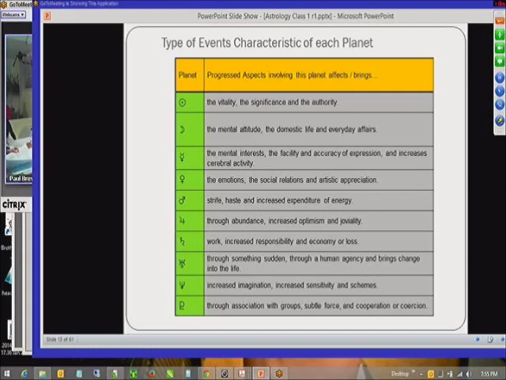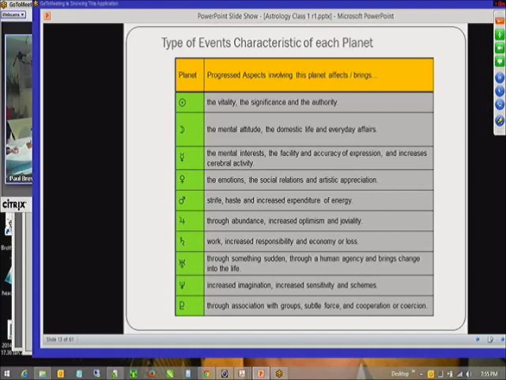Any house that Jupiter's in is going to be characterized by abundance, optimism, and joviality. Things are going to tend to go well in that house. If Saturn's in that house, then there's going to be increased work, increased responsibility, and economy or loss. You should absolutely memorize those words, okay? Because you can then build your vocabulary around them.